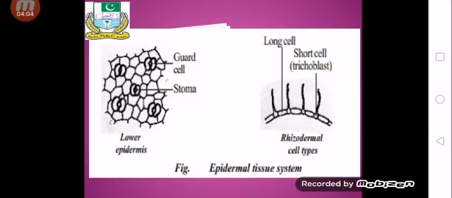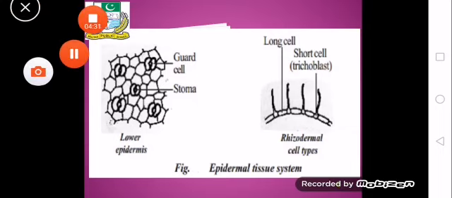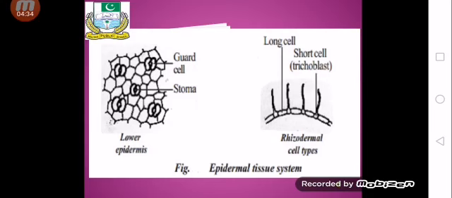On the other hand, the other diagram shows hair-like structures. These are again extensions of epidermal tissues, and these are special structures found in the epidermis of roots. So these 2 types of special structures, stomata and root hair, are present. These are the special structures found in leaves and roots.